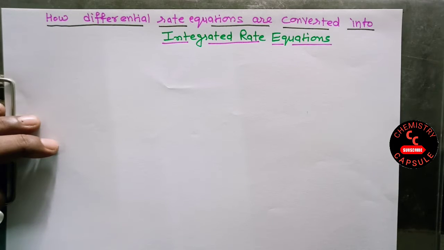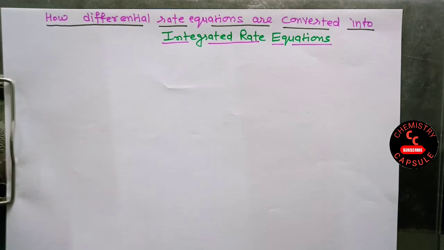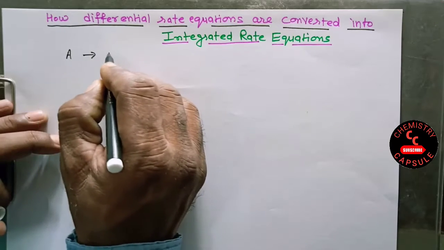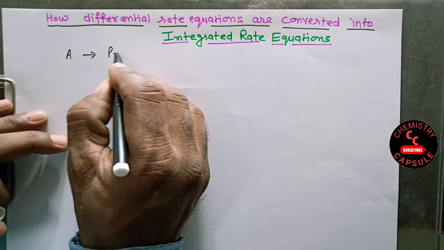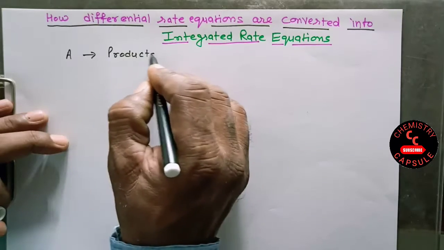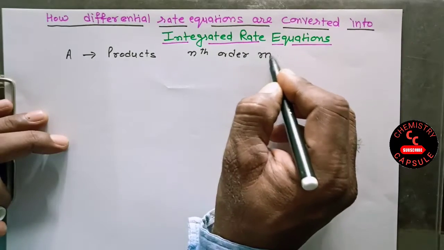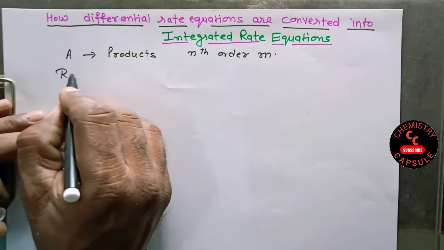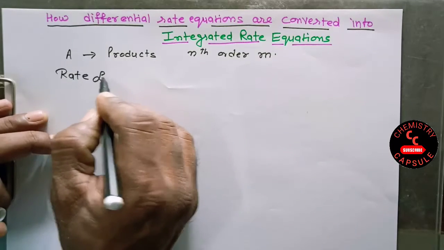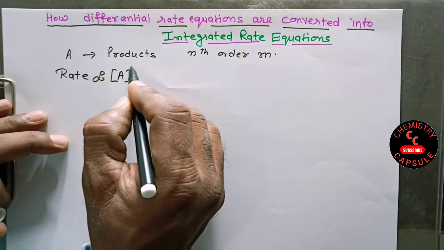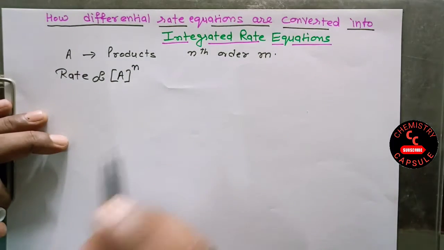So students, now I will discuss how can we convert the differential rate equation into integrated rate equation of any order of chemical reaction. So for it, we take an example for a reaction of nth order in which the reactant A is converted into products. So it is an nth order reaction. So we can represent the rate of reaction according to rate law, which is directly proportional to molar concentration of reactant A raised to power n.